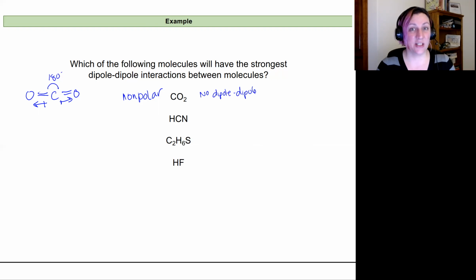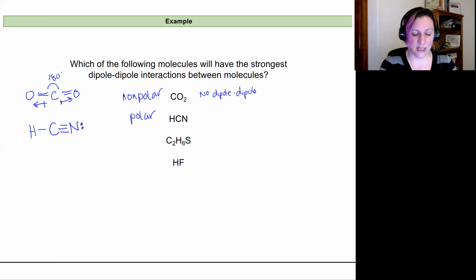All right, HCN, hydrogen cyanide. This one is going to be polar. It's a hydrogen bonded to a carbon, triple bonded to a nitrogen with a lone pair. There is a dipole moment between that carbon and nitrogen. It's an electronegativity difference of 0.5 in that bond.